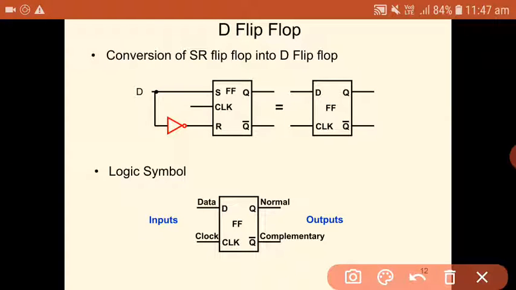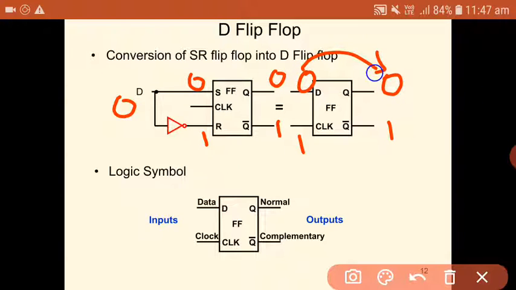Since there is only one input, let us assume D is equal to 0 first. Whenever D is equal to 0, the SR flip flop will have the inputs S equal to 0 and R equal to 1. For S equal to 0 and R equal to 1, the output Q will be equal to 0 and Q bar will be equal to 1. That means whenever the D input is 0 and the clock is applied, the output Q will be 0 and its complement will be 1. Whatever D input you apply here, that will be reflected at the output.